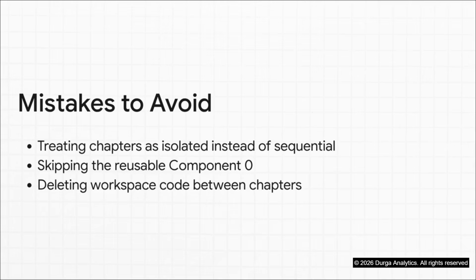Second, skipping the reusable component 0. If you build a weak curve, it weakens every single model downstream. And finally, deleting your workspace code between chapters. Code accumulates. Reusing your shared helpers file is non-negotiable. Deleting it between modules is a surefire way to force painful rebuilds.